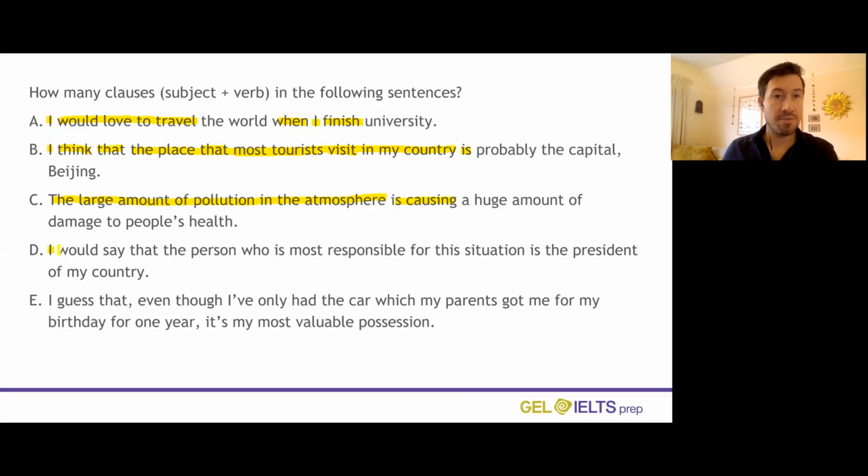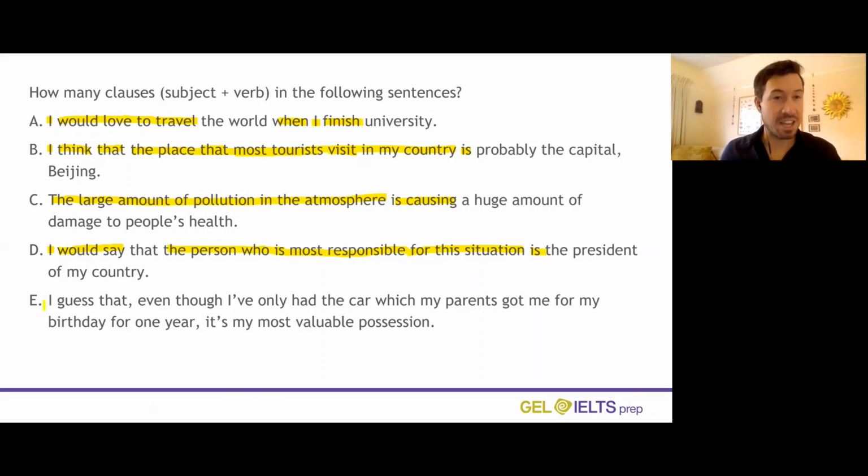Then we've got I, subject, would say. That's a verb. We've got a relative clause here, who. And actually, when you've got who as the relative clause, this is a subject and this is a verb, who is. And then we've also got the person who is most responsible for this situation. All of that is one big subject, and the is here is a verb. So you've actually got 3 subjects and 3 verbs. So you've got 3 clauses in that sentence.